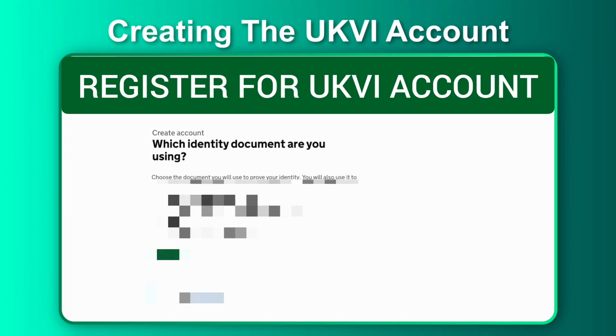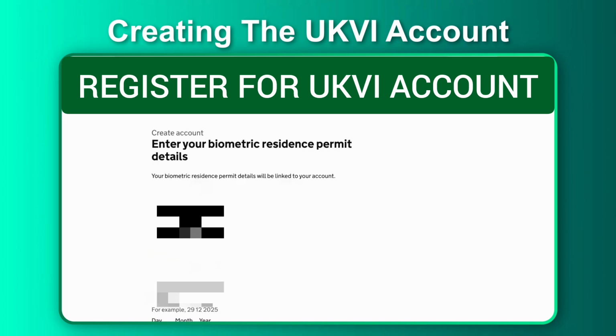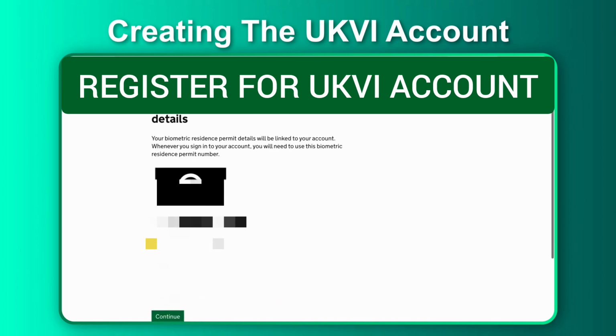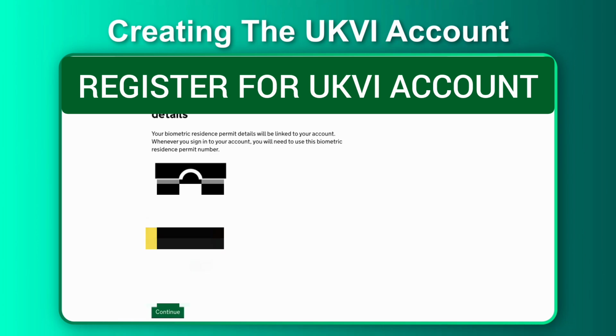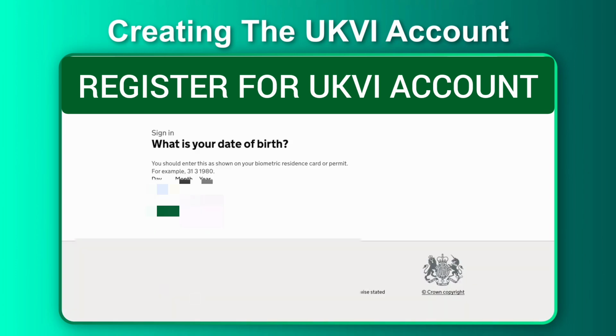If you're using your passport, you'll choose passport and you'll click continue. Now, whatever ID document you have chosen, on the next page, you'll be asked to put in the details of that document. So if you're choosing your BRP, you'll have to put the BRP number. After you put the BRP number, you'll have to also put the expiration date for your BRP card. Next, you'll be asked for your date of birth.